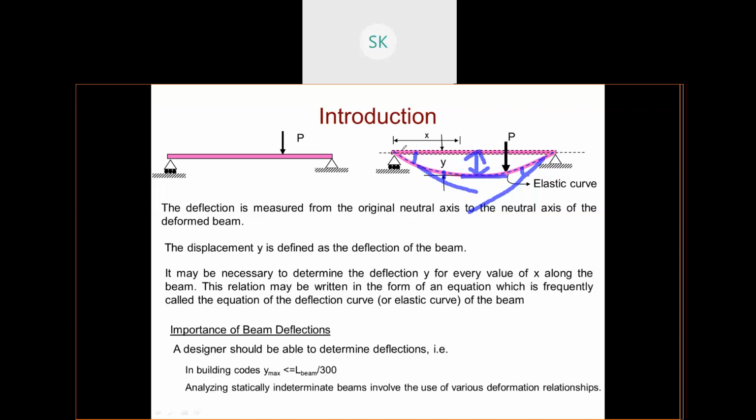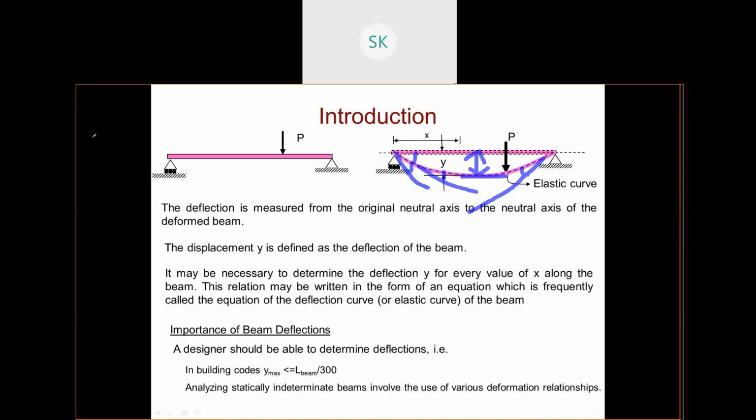But at support, your deflection will be 0, but you will have some theta. So at supports you will have slope, but deflection will be 0. And at mid span, deflection will be maximum, but your slope will be 0. These are some boundary conditions we will see.